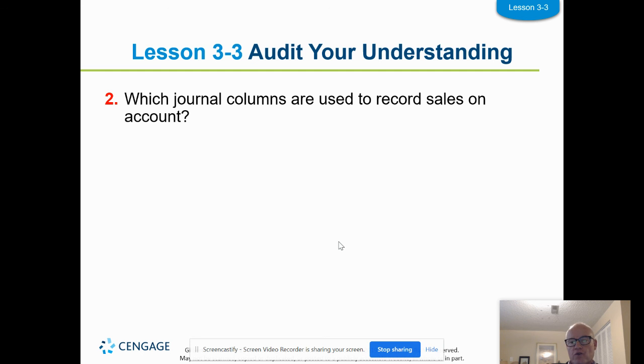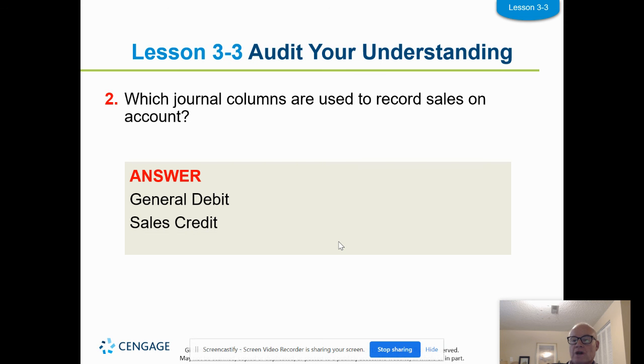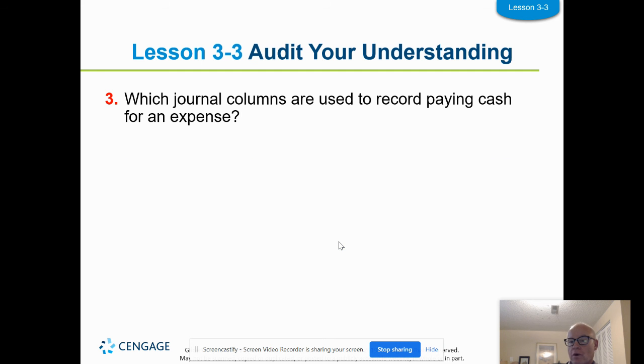Which journal columns are used to record sales on account? Well, I hope you recognize that we do not have a special column for accounts receivable. So we're going to have a general debit, and we're going to enter accounts receivable in our account title area, and sales credit, which we have a special column for.